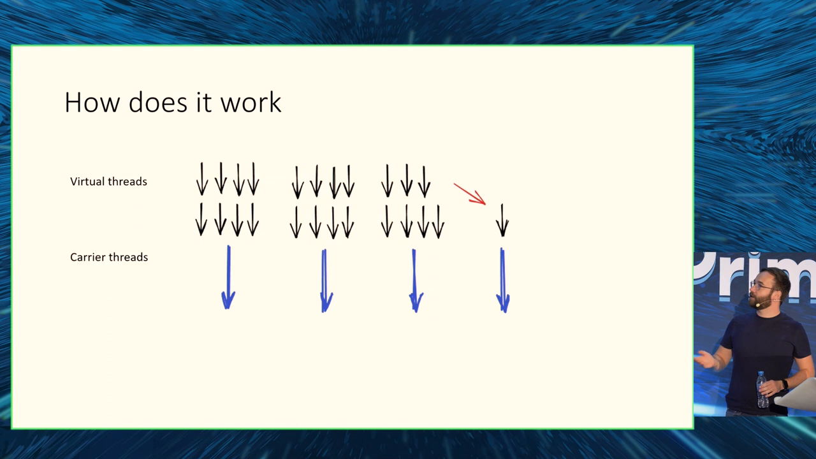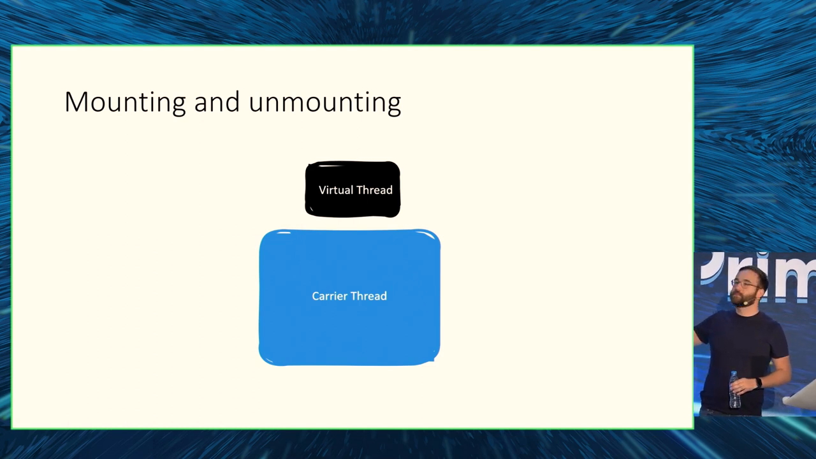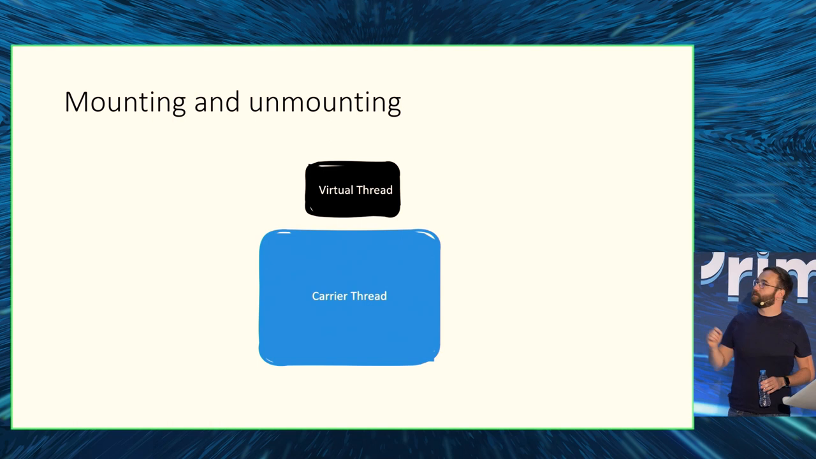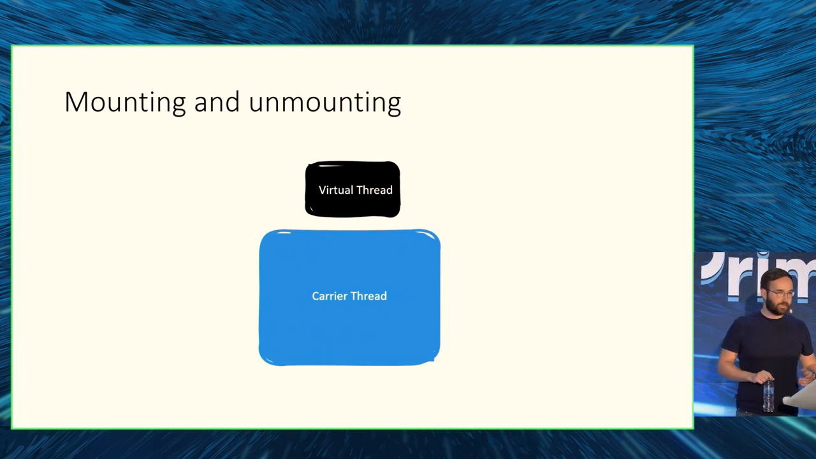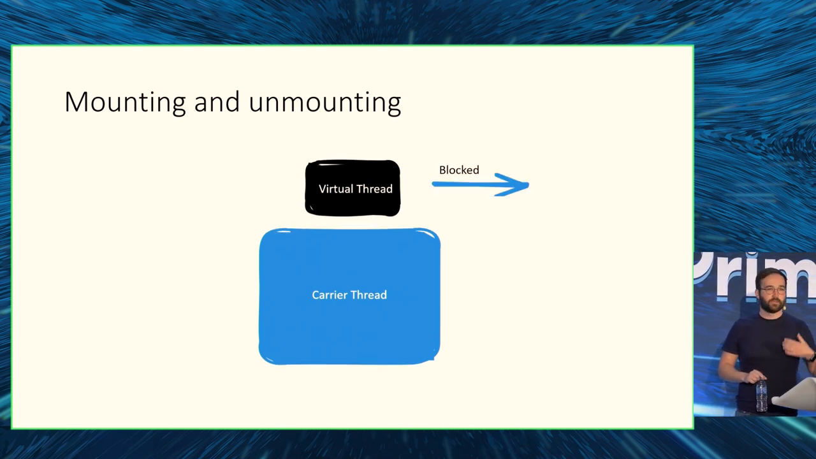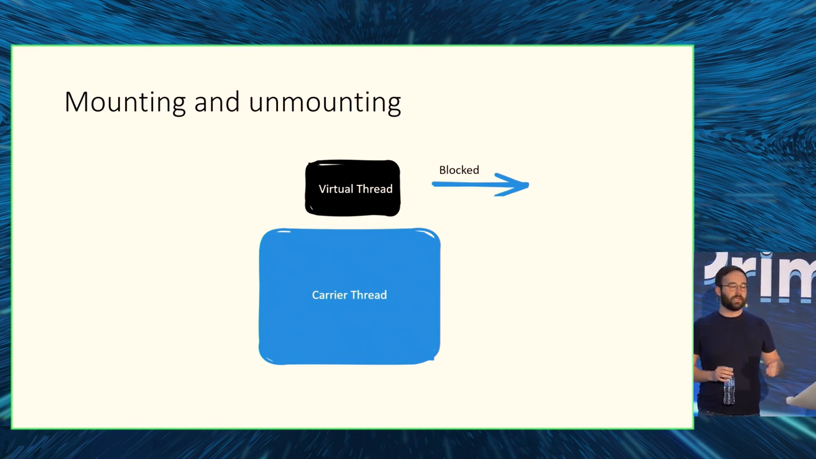So how does a carrier thread know when to switch from one virtual thread to another? That is done with mounting and unmounting. Here I have my simple carrier thread, and it is running this virtual thread. So it is running happily. Everything is nice. Life is great. And then it encounters a blocking method. This could be a call to a web service, to a database, really anything, just a sleep.